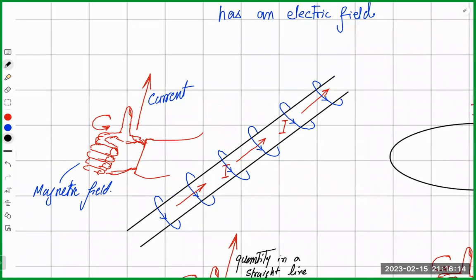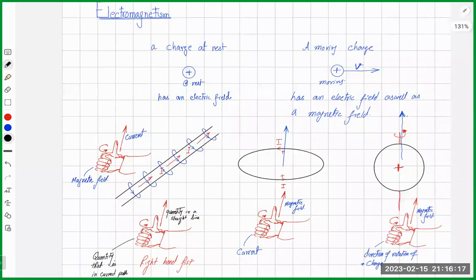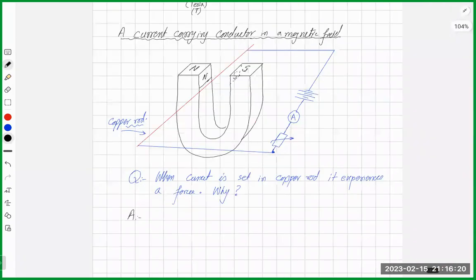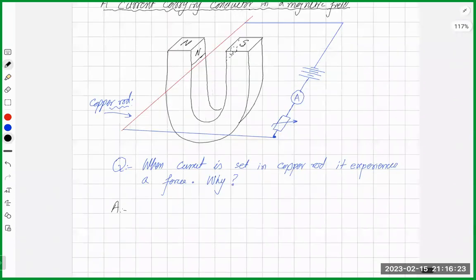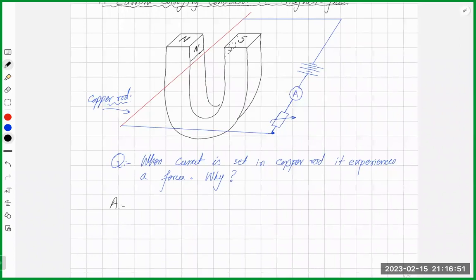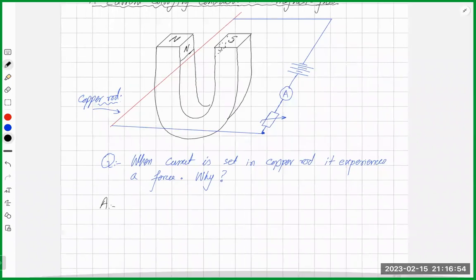Now, we are extending this. If there is a magnetic field of the permanent magnet, and there is a magnetic field because of the current carrying conductor, what happens when we bring two magnetic fields close to one another? The answer is, they either attract or they repel. They interact with one another. So when magnetic fields interact, there is either attraction or repulsion. So this is me forming this answer. Let me know if you understand that.